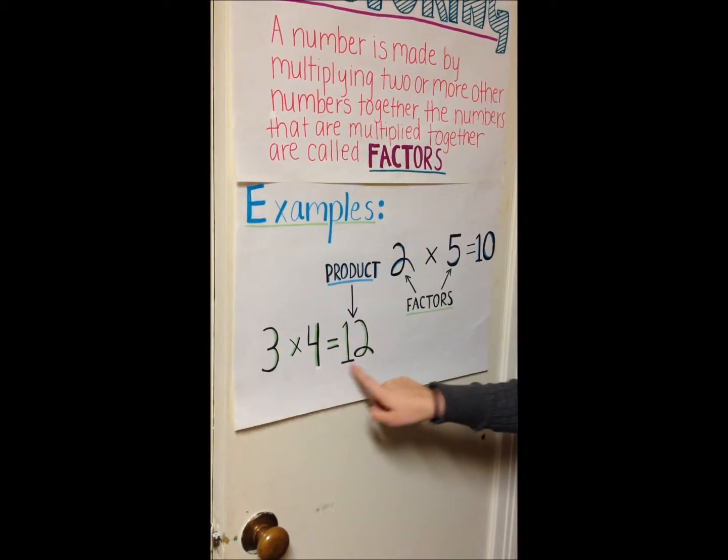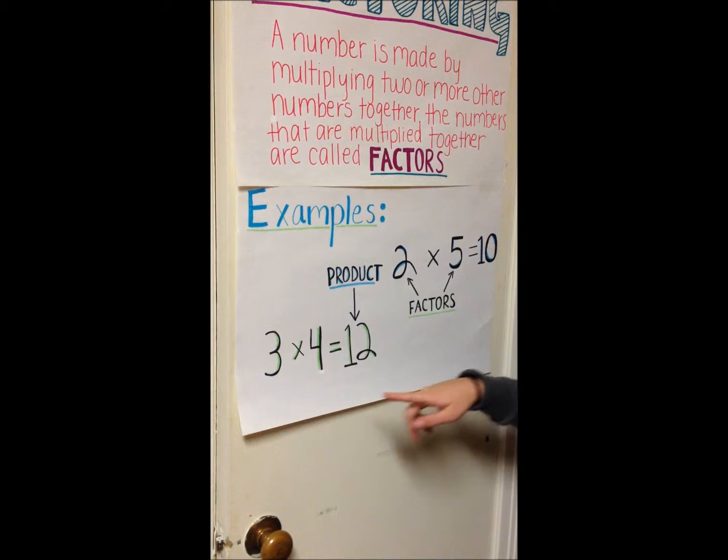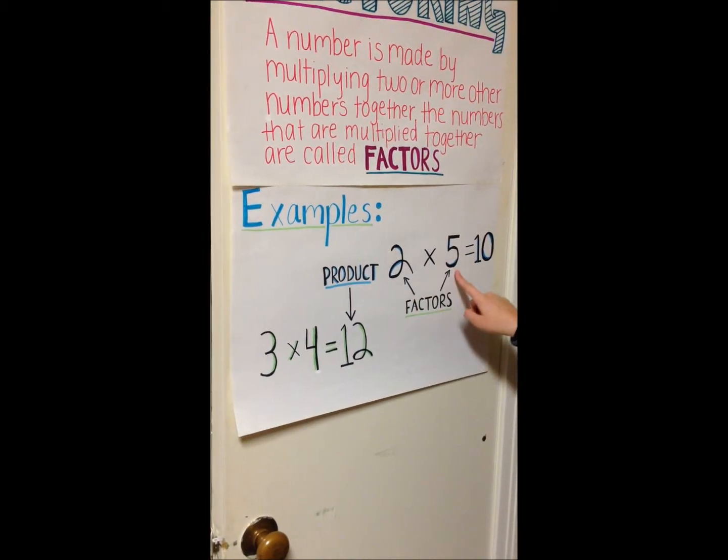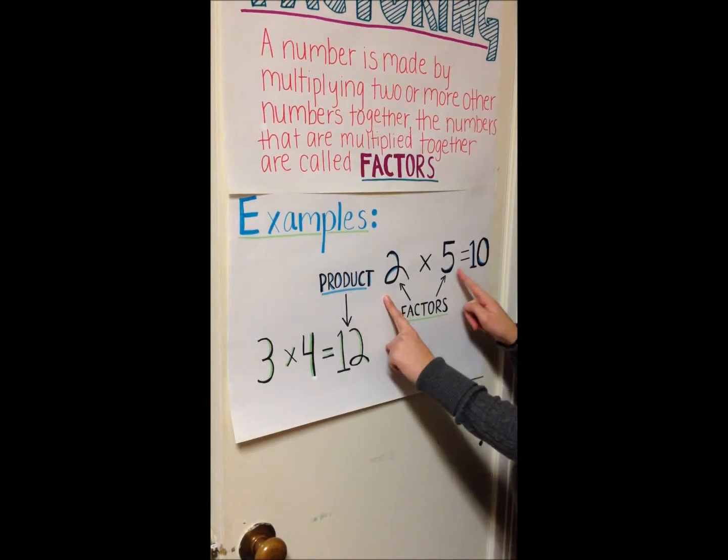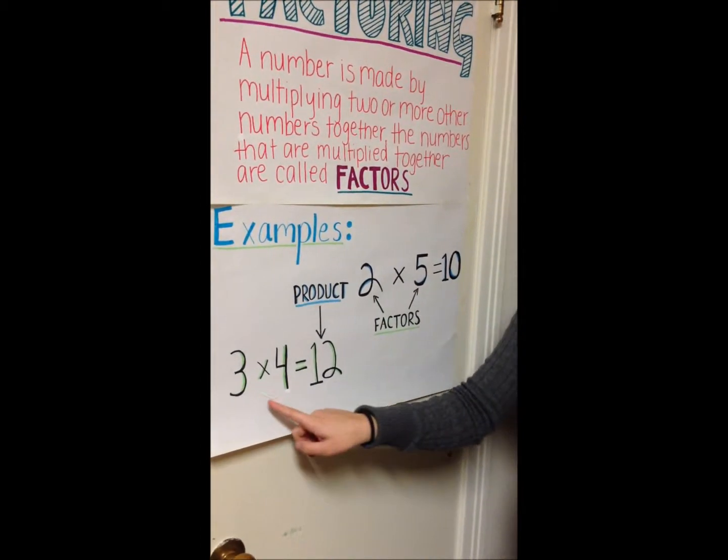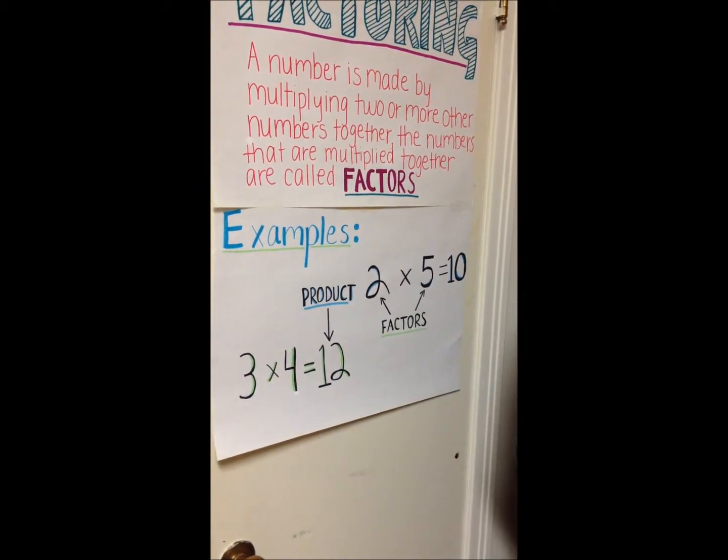3 times 4 equals 12. So 12 would be the product. 2 times 5 equals 10. So 2 and 5 would be the factors. So right here, 3 and 4 are the factors of 12.